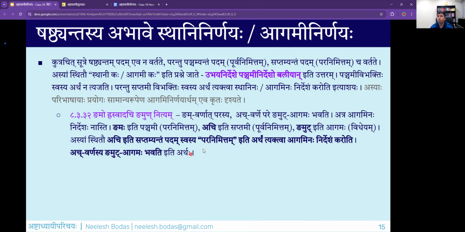In this particular situation, Ubhaya Nirdeshe Panchami Nirdesho Baliyan. So Ngamaha will retain its meaning of Purva Nimittam. Achi will leave its meaning of Paranimittam, and now it will start indicating the Agami. So Achi iti Saptamyantam Padam.